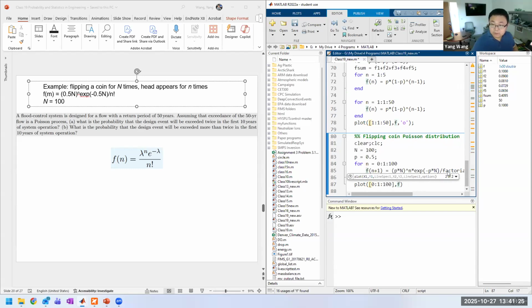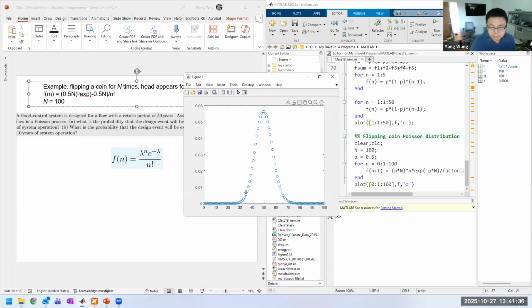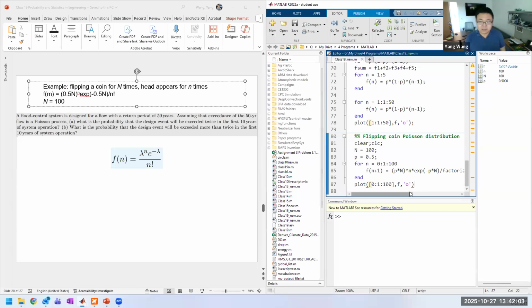And then F. So this is how the distribution is going to look, right? This is basically a Poisson distribution. When you flip a coin 100 times, the highest probability is going to be at 50, and then it decreases on both the smaller side and the larger side. There is also a probability that you don't have any heads, but that's going to be very, very low. So this is a total random process.